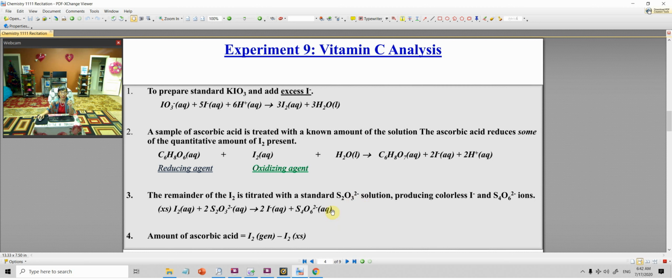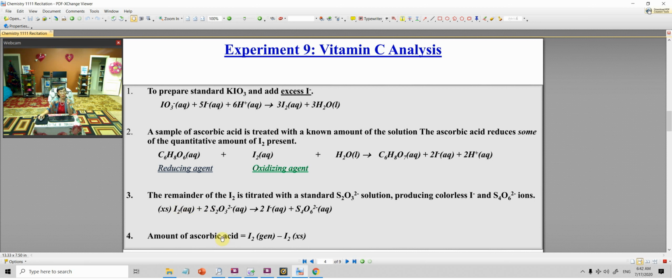Actually, this I negative should be I3 negative, triiodide. That's what you learned from previous study. And you produce triiodide simplified as iodide and S4O6 negative. This is another important equation. So be careful, this is 1 mole to 2 moles.